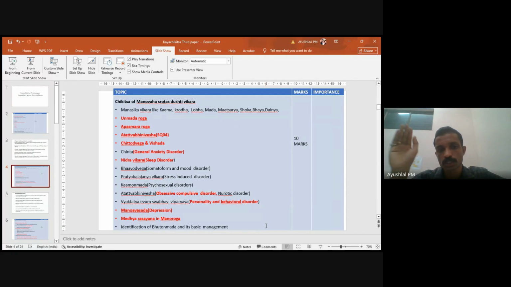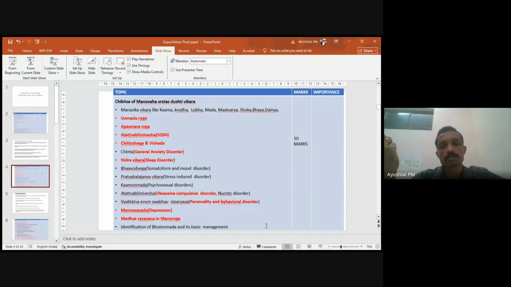If Chittodvega is asked for 5 marks, you can just mention what Chittodvega is, and for Vishada, just mention what Vishada is and where its references are in the Samhitas. Then you can go on to write the modern aspect and treatment, but you should write the treatment here based on Ayurvedic principles.